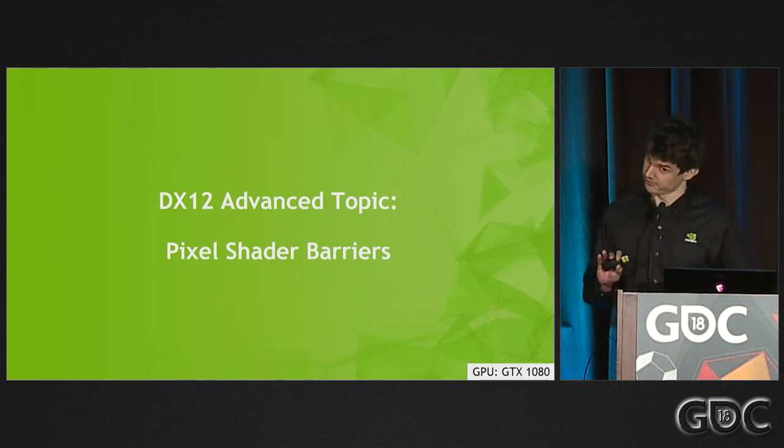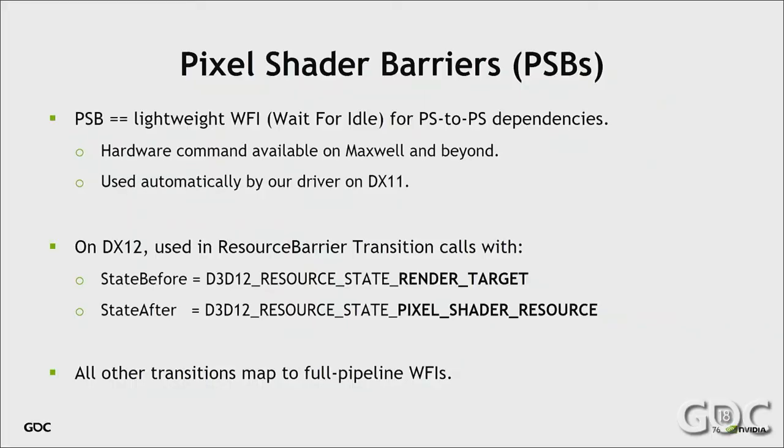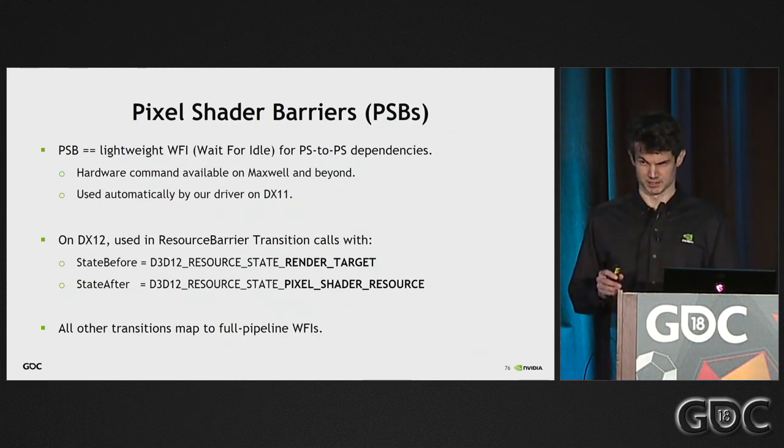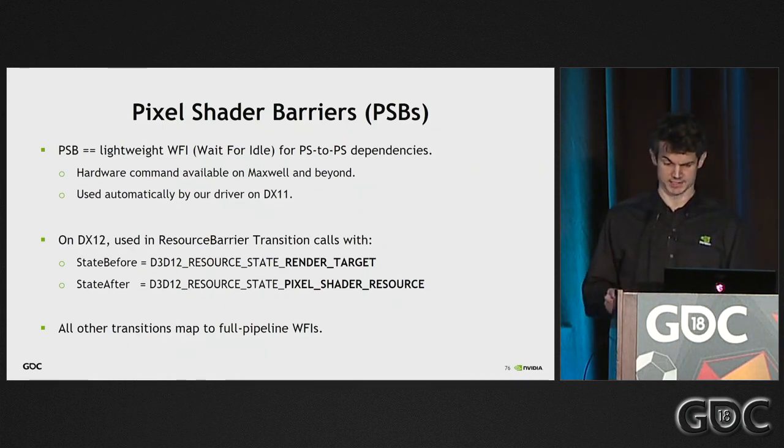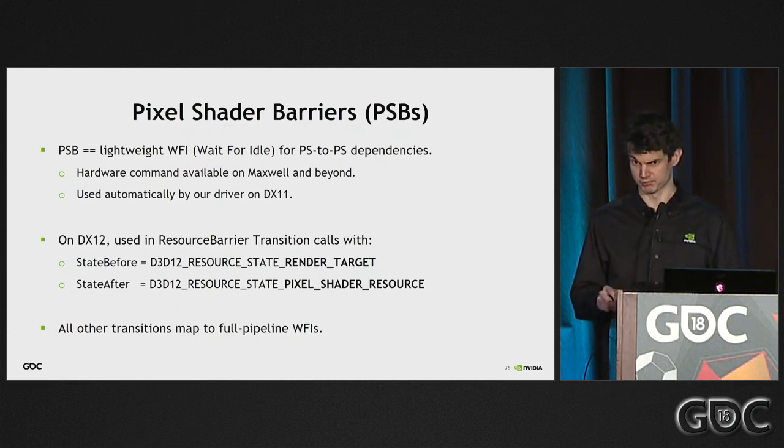Finally, I want to talk to you about another trick for optimizing D3D12 apps on NVIDIA GPUs. That's pixel shader barriers. Pixel shader barriers are lightweight wait-for-idles. They work only for pixel shader to pixel shader dependencies, and they are supported from Maxwell and beyond. To use them, all you need to do is set the state before and state after flags of your resource barrier calls to be going from render target only to pixel shader resource only. If you do this, our driver will inject a lightweight pixel shader barrier instead of a full wait-for-idle.